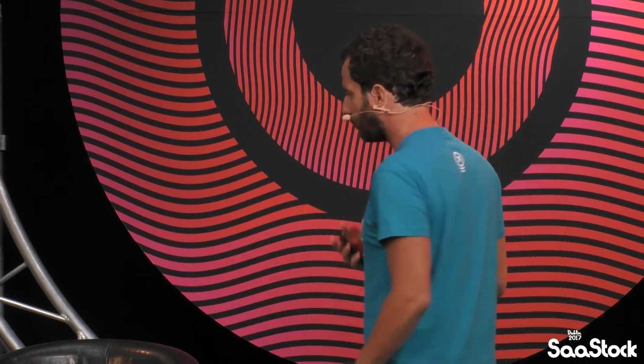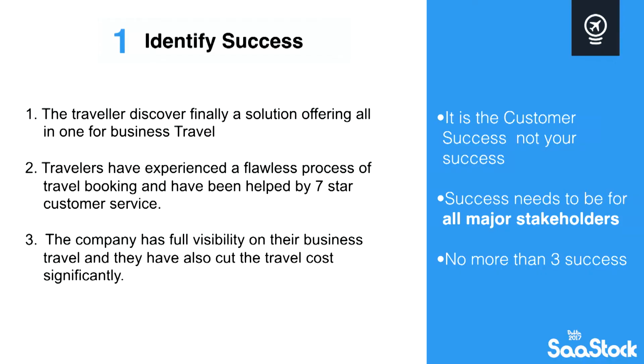So the first part was identifying success. How do you identify success? One key component is it needs to be for all the stakeholders. In my business, I have 2 stakeholders: the traveler and the CFO or office manager. In your business, you might have 1, 2, or 3. Consider the key stakeholders and make sure the success you are defining meets the criteria for all of them.